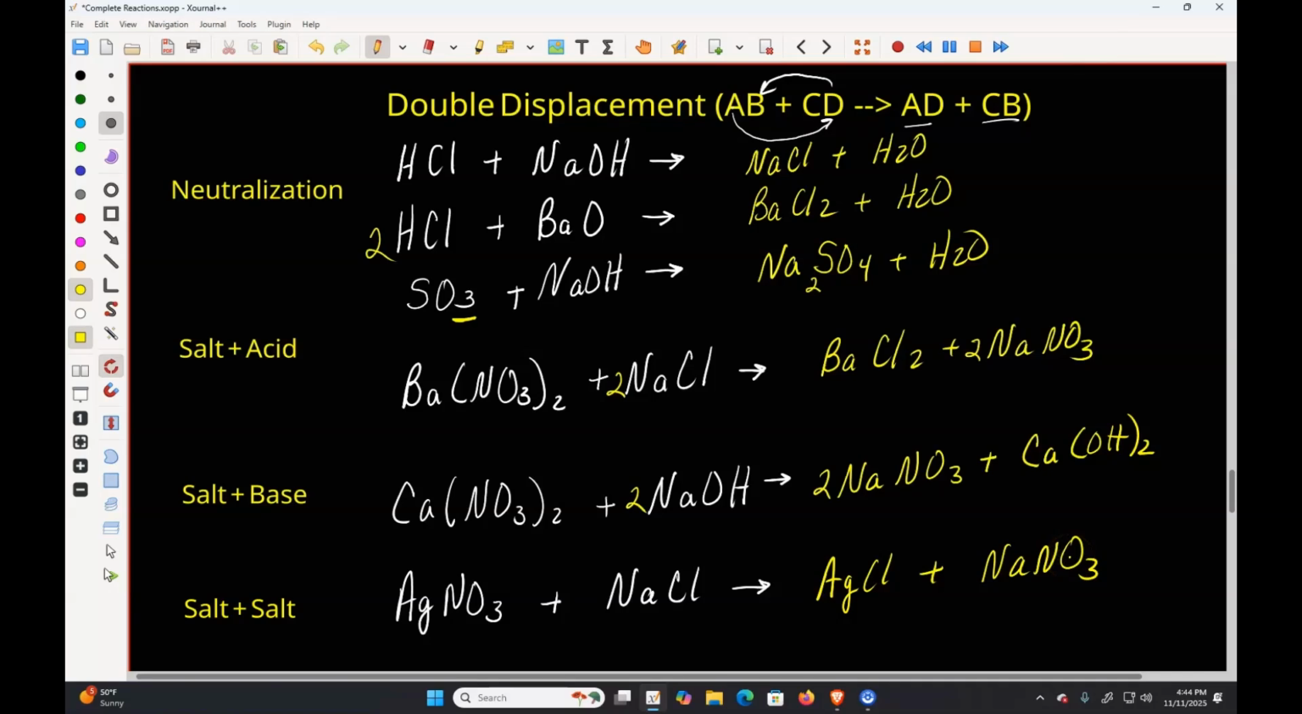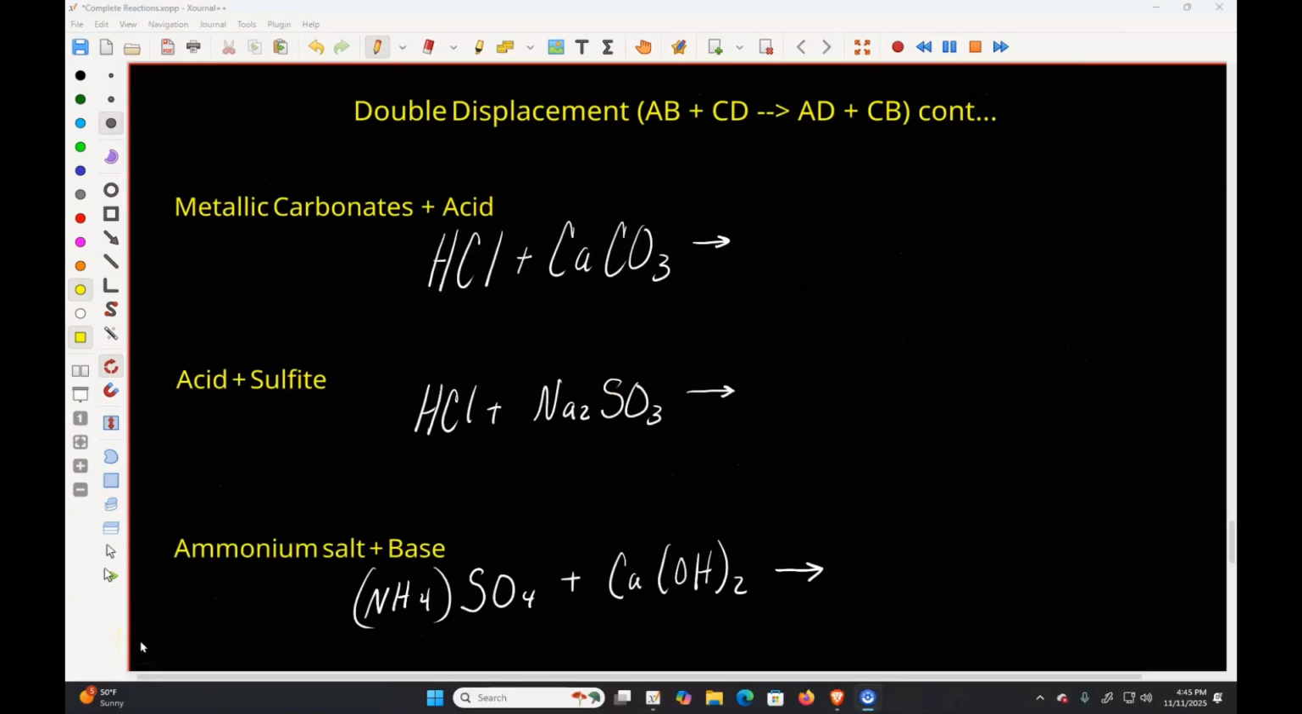Now we're not doing solubility rules and showing all the aqueous and precipitates and all those things. We'll do that later on when we cover net ionic equations. But right now we're just basically trying to see what happens when things combine to form new compounds. Metallic carbonates and acids is going to give you salt, water, and fizz. So the salt here will be calcium chloride plus water, and the fizz is going to be carbon dioxide gas.